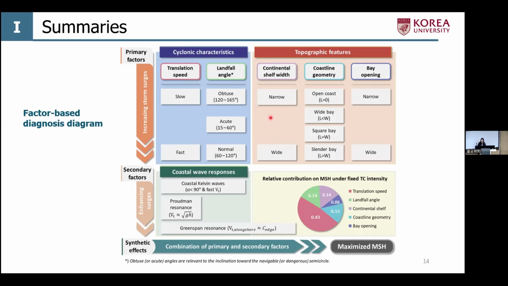If we have a future scenario, like the typhoon will be about 35 meters per second in the maximum wind speed, and now we have many cases also about that maybe higher than 35 meters per second. That means in the future, this scenario will have a lower storm surge than many cases. Yeah, this is the diagnosis diagram, how we can use it.